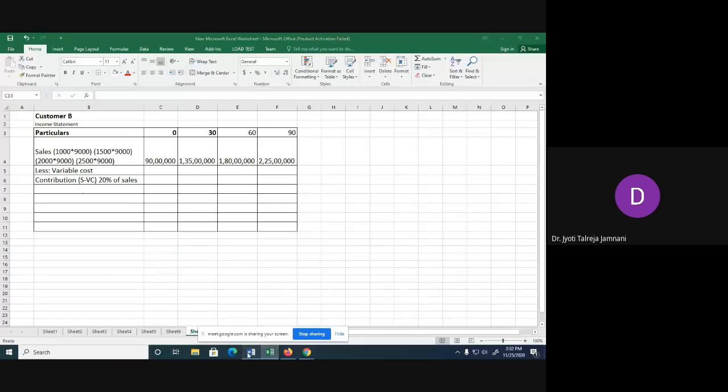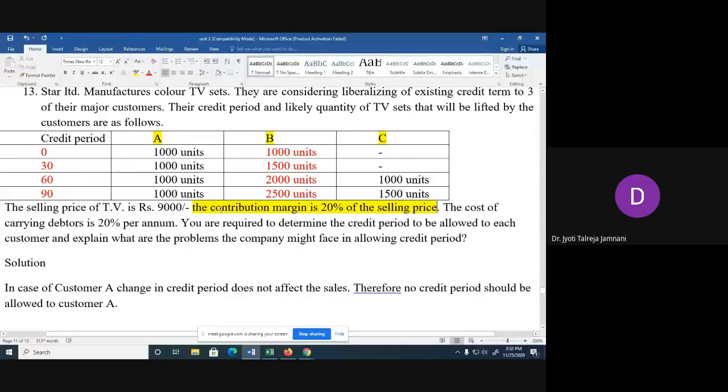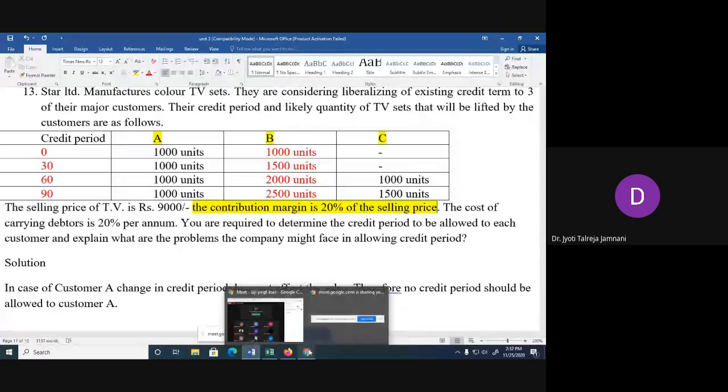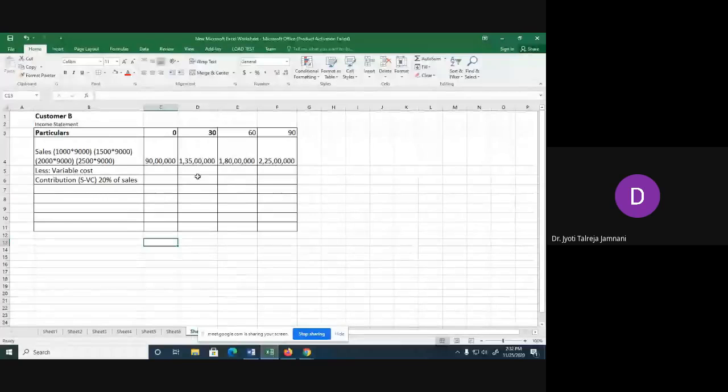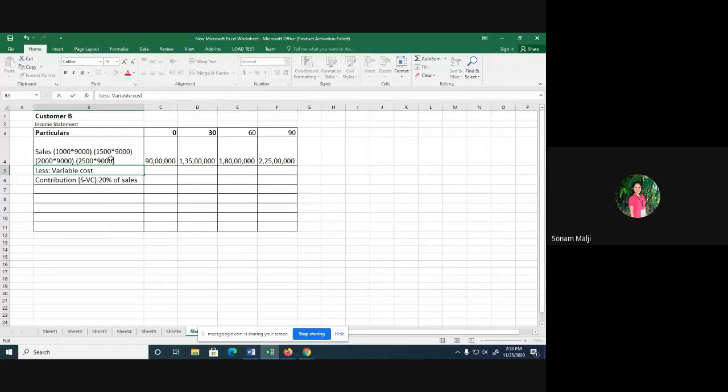It will be always of sales only. So here also they have mentioned the contribution margin is 20% of the selling price. So that means 80% is variable cost. Are you getting the logic? Out of 100%, 20% is contribution, so 80% we will take as variable cost. So 80% of sales is the variable cost. I hope it is clear. So we'll find 80% of sales now.